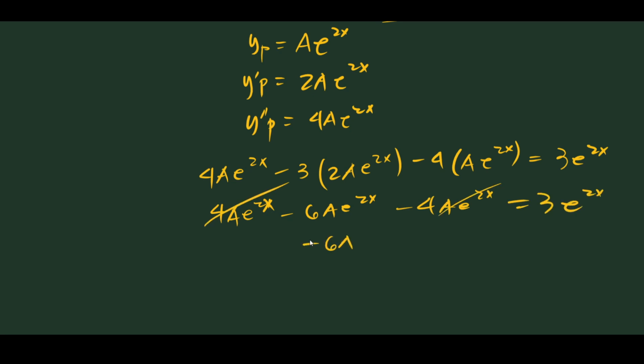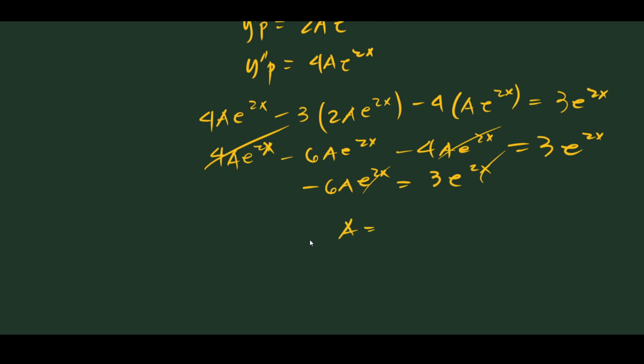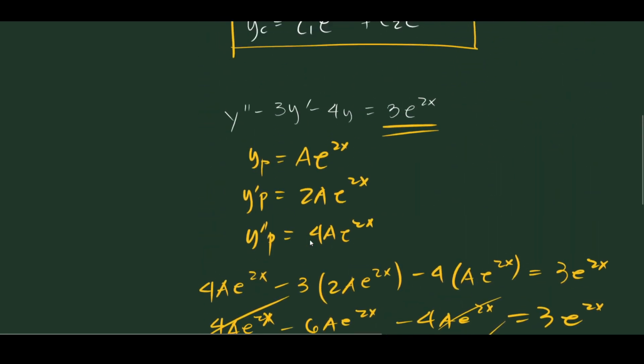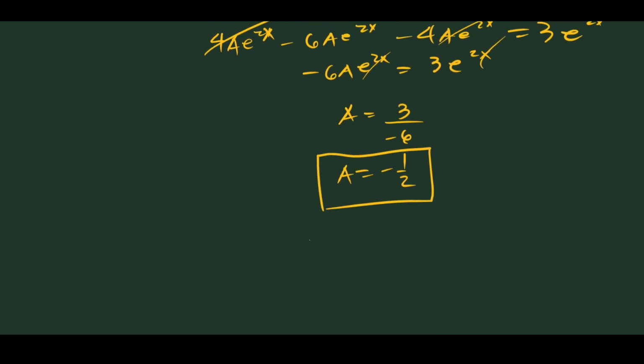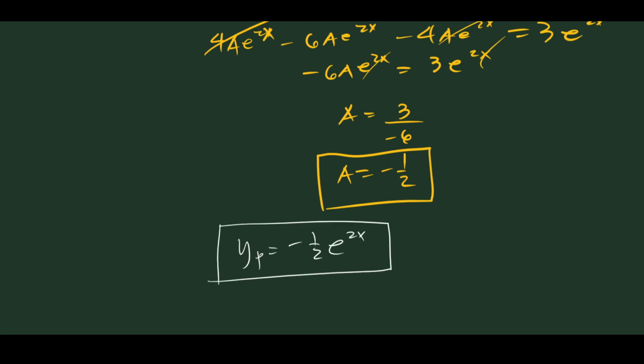We are left with negative 6a e raised to 2x equal to 3 e raised to 2x. Now, you cancel this out, and then we now have our value of a is equal to 3 over negative 6, or our a is negative 1/2. Okay, now we have our value for our a. Okay, we can then substitute it to our guess right here, yp. So yp is equal to negative 1/2 e raised to 2x. So this is now our particular solution.